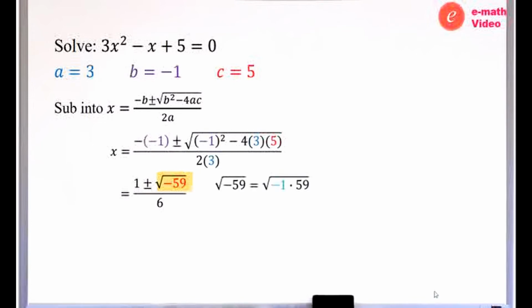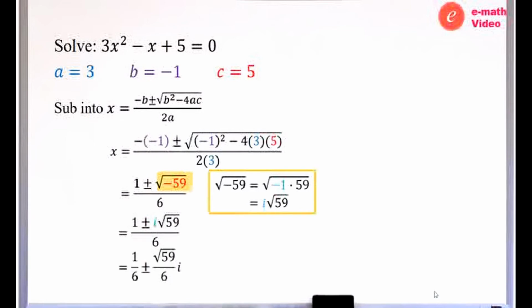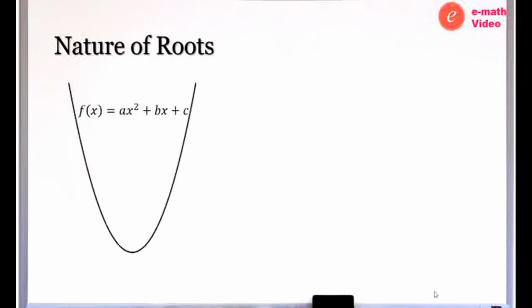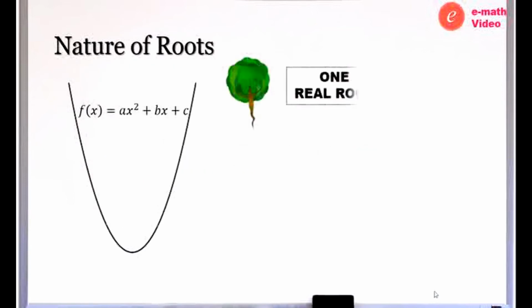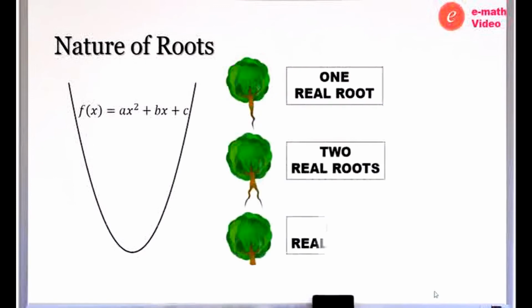And the whole thing is equal to i times the square root of 59. Sub this into the equation, and finally, write it in the form a plus bi, and we are done. Moral of the story: a quadratic equation can have 1 real root, 2 real roots, or no real roots.